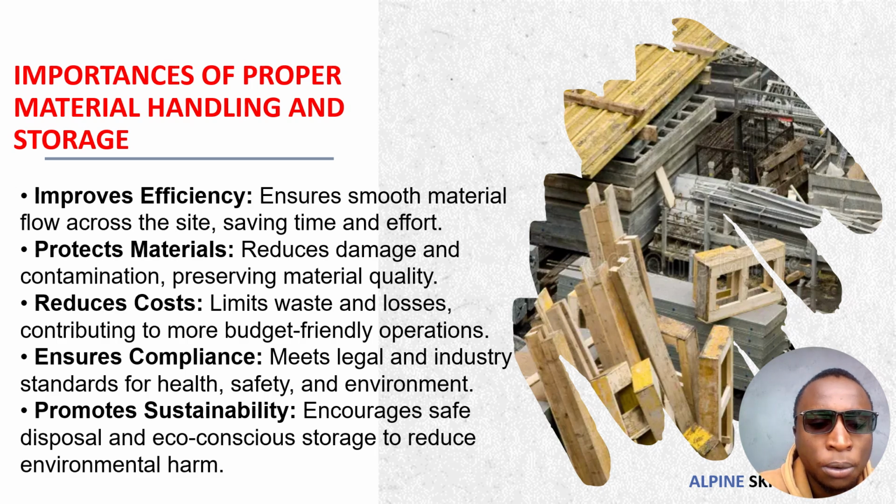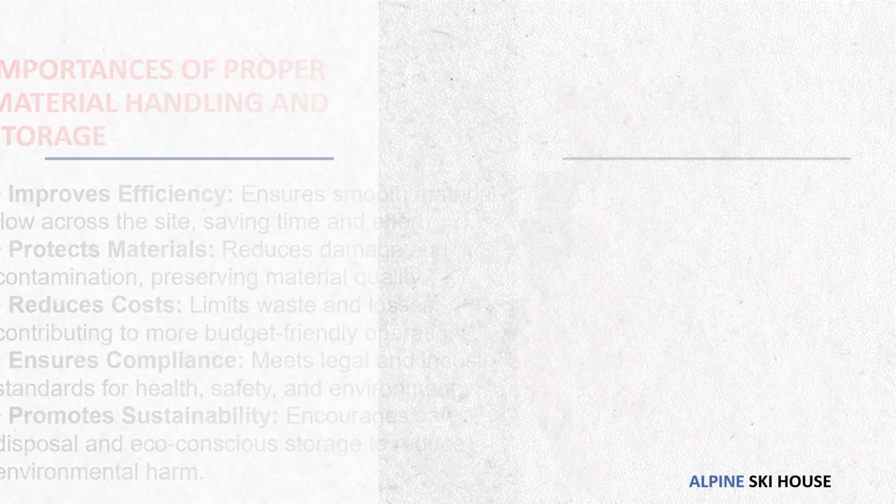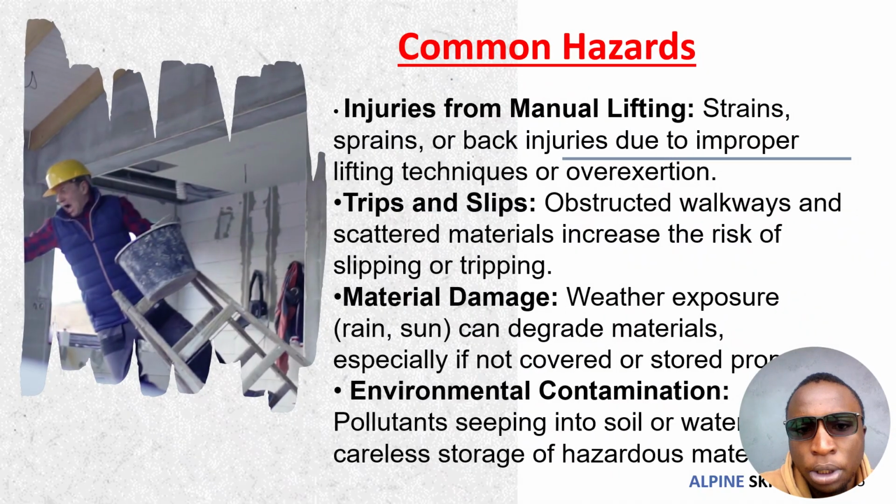Next, we are going to learn about the common hazards which you are going to face. Common hazards include injuries from manual lifting, which means strains, sprains, or back injuries due to improper lifting techniques or overexertion, depending on the way the operatives handle materials on a construction site. The other one is trips and slips, which are caused by obstructed walkways and scattered materials that increase the risk of slipping and tripping. We can also talk about oil spillage on the construction site, which may cause people to fall or trip.